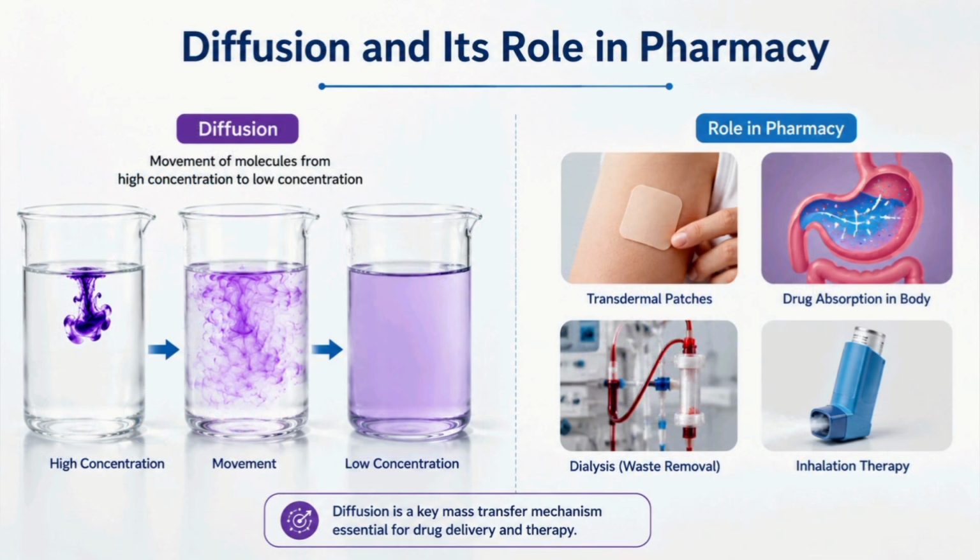Diffusion and its role in pharmacy. One of the most important mechanisms of mass transfer is diffusion. Diffusion means movement of molecules from high concentration to low concentration due to random molecular motion. Diffusion occurs in gases, liquids, and even solids.